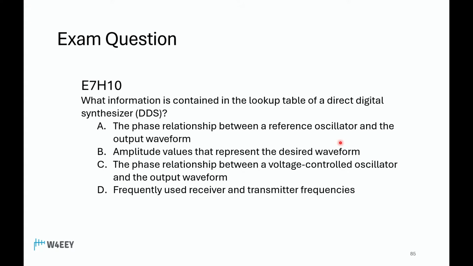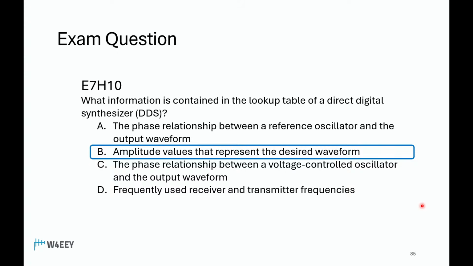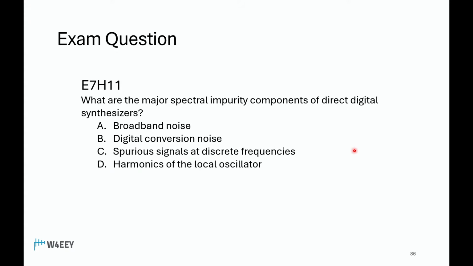What information is contained in the lookup table of a direct digital synthesizer? Alpha. It's not. Bravo. It's Bravo. I'm sorry, Bravo. Yeah. All right. It's okay to erase your answer on your test sheet as long as it's clear to the VE team what you meant it to be. Yeah. I was looking right at Bravo. Okay, that's all right.